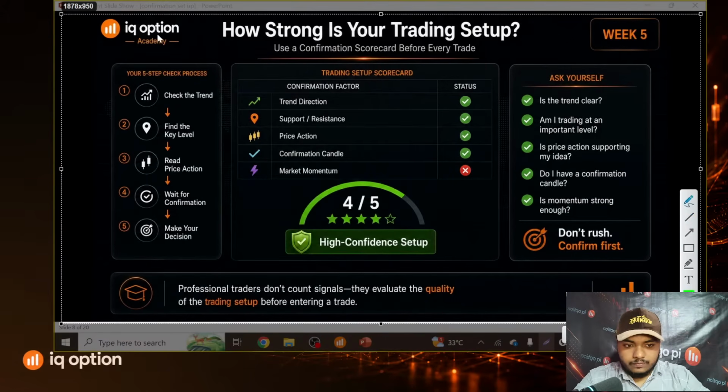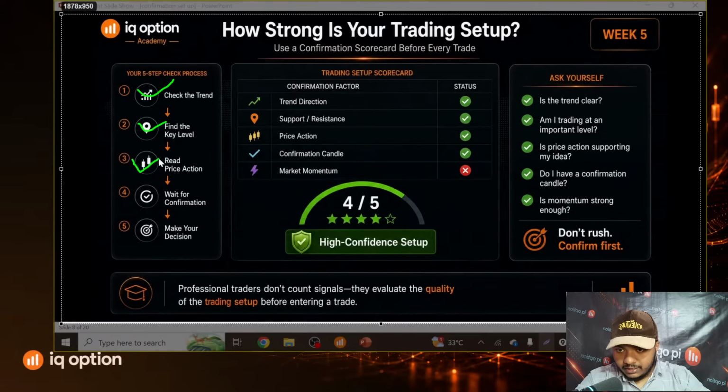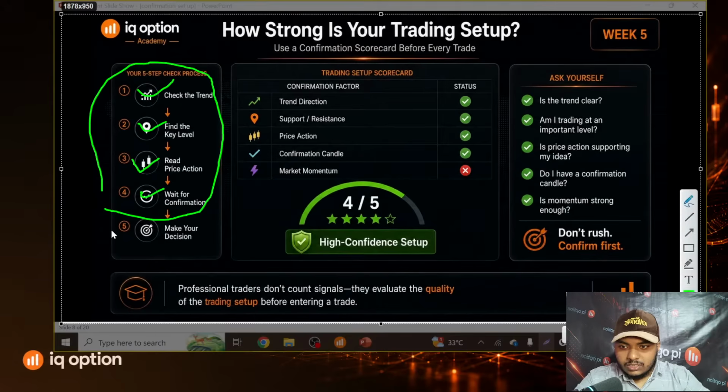Do you follow the trend? Do you find the key level? Do you find the price action? Do you wait for confirmation? After you get all these things, do you make your decision? What do you think, guys? Do you do all the things? If you do all the things, you are at a peak level right now. You just need to be patient.